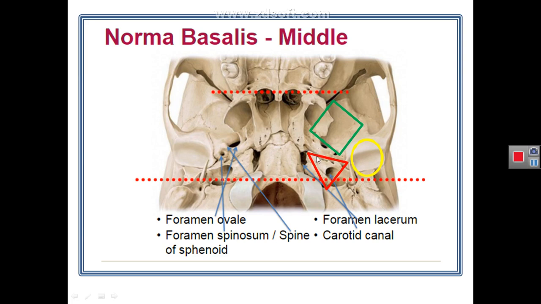The suture between the triangular petrous temporal and the diamond greater wing of the sphenoid contains a groove for the cartilaginous part of the auditory tube. The base of the triangular petrous temporal bone shows the carotid canal, which is for passage of the internal carotid artery. This is all about the middle region, and we will pass to the posterior region.